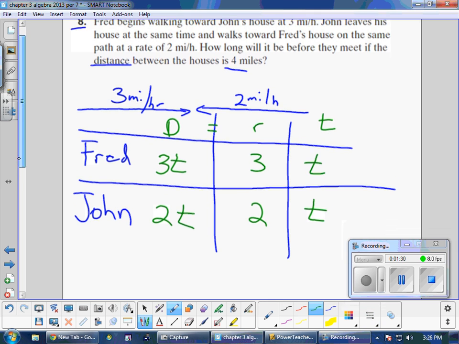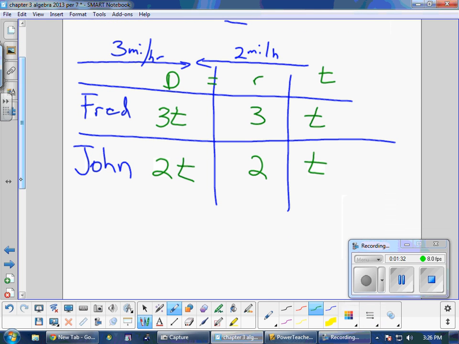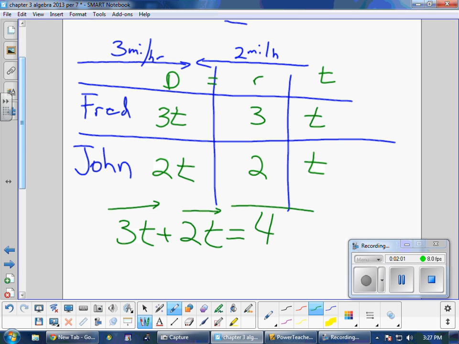Okay, but the total distance that Fred walks, so Fred obviously is going to walk further because he's walking at 3 miles per hour. Fred's distance plus John's distance is going to equal 4 miles. Again, Fred's distance is going to be longer than John's distance, which is going to be shorter, but it's going to add up to the length of 4.